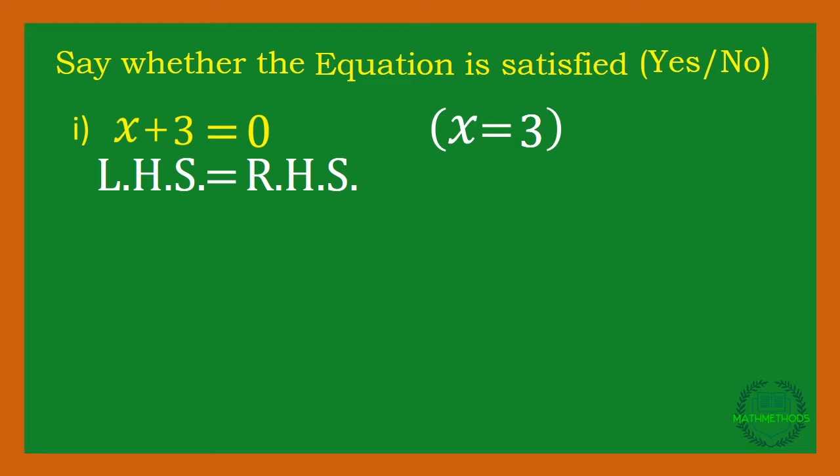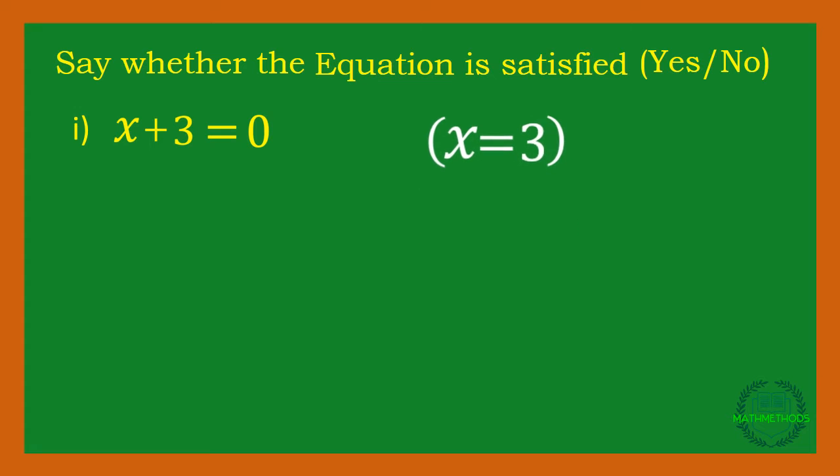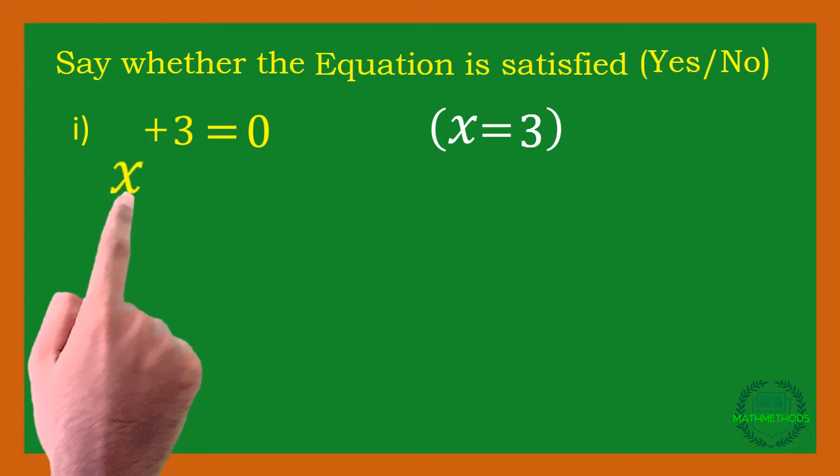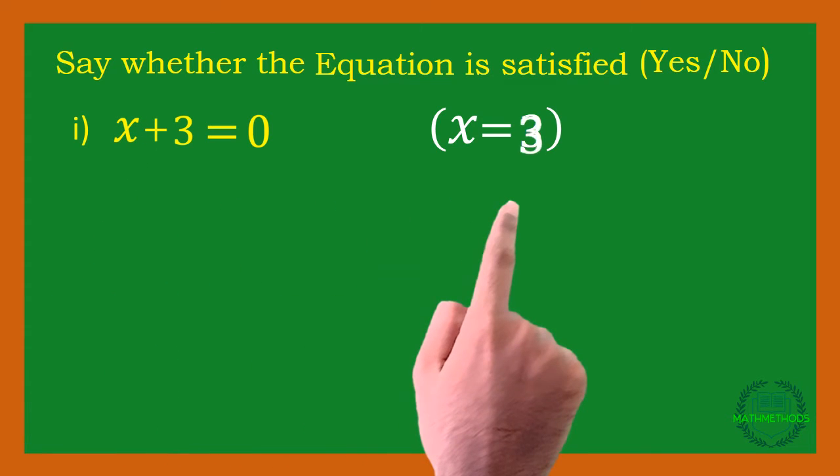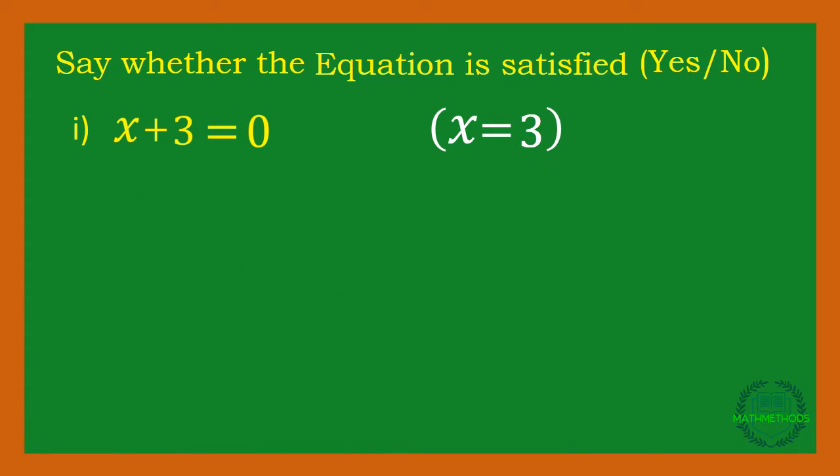In this particular example, the value of the right hand side is 0. That means the value of the left hand side should also be 0. That means the value of the expression x plus 3 should be 0. We are given the value of x as 3. This means wherever there is x in the given equation, we can replace it with the number 3. Let's put the number 3 in place of x in this equation.